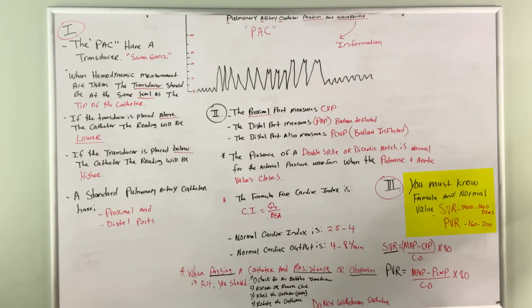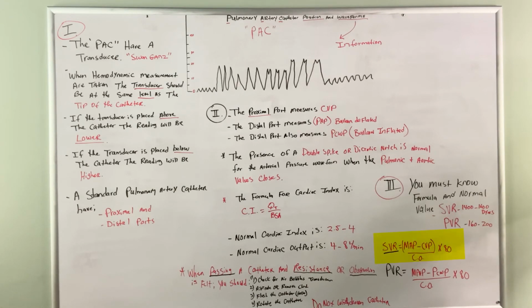Now, you must know the formula and the normal value for your SVR and your PVR. Systemic vascular resistance, pulmonary vascular resistance. The systemic vascular resistance normal is 1400 to 1600 dynes. Pulmonary vascular resistance for this exam is between 160 and 200 dynes. I know that in some of your review books you saw how to calculate the SVR and the PVR, but I made a note down here at the bottom of the screen to remind you of this calculation because you will probably see it on the exam.